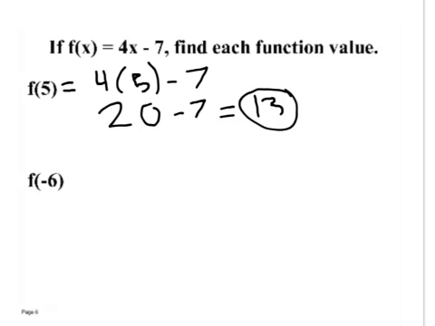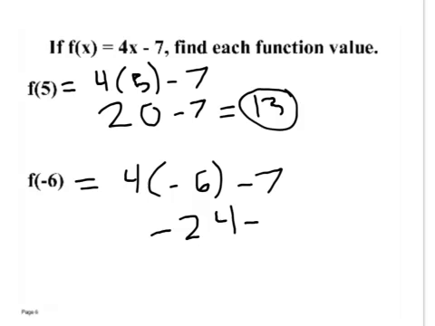Let's do f of negative 6. So I take negative 6 and put it where x was. 4 times negative 6 is negative 24, minus 7. So f of negative 6 is negative 31.